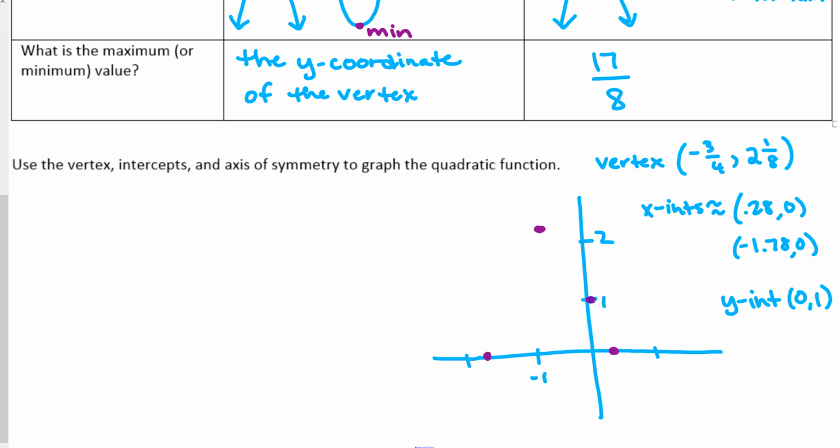So we'll plot that. And then think about how the axis of symmetry is at x equals -3/4, and we could reflect the point that was just plotted across to the other side. And then we'll just go ahead and make a smooth curve. Don't make it pointy, make it round. And there's our parabola. Okay. So that's a review of the main ideas that we learned about quadratic functions from Algebra 2.